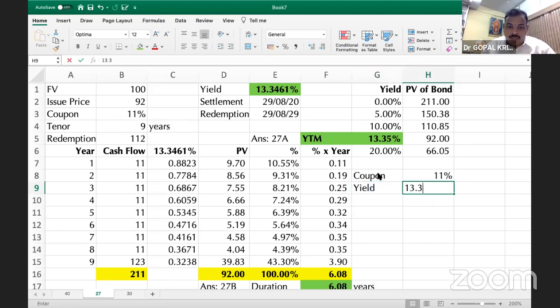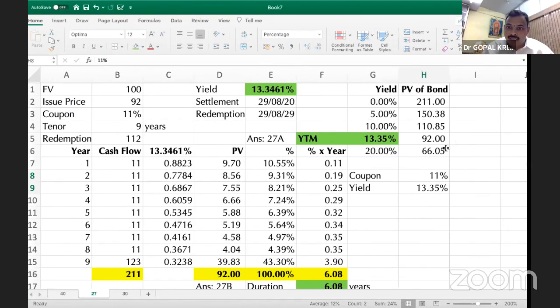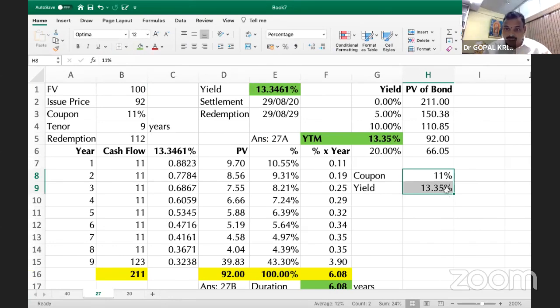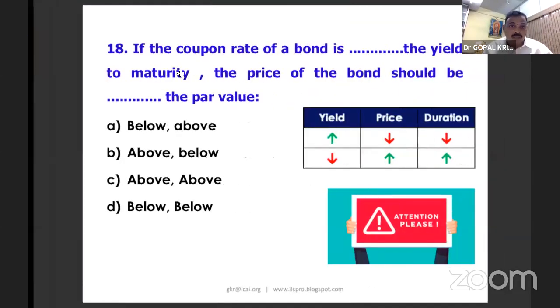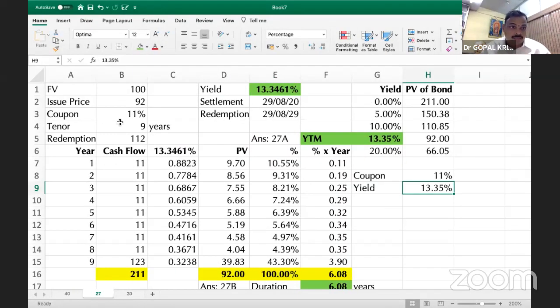Yield is 13.35%. So now look at this. If the coupon is 11% and the yield to maturity is 13.35%, the coupon is lesser than the yield. If the coupon rate is lesser than the yield, the price of the bond should be above par or below par? The price is 92, so it is below par.